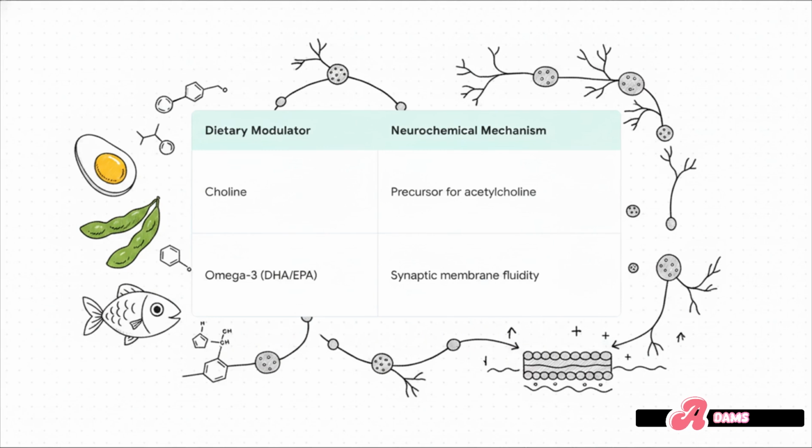Then we have omega-3 fatty acids, specifically DHA, which you get from fatty fish. DHA literally makes up 30 to 40% of the polyunsaturated fatty acids in your synaptic membranes. It maintains the physical fluidity of the cell walls, which, amazingly, is a hard biological requirement just to initiate LTP.